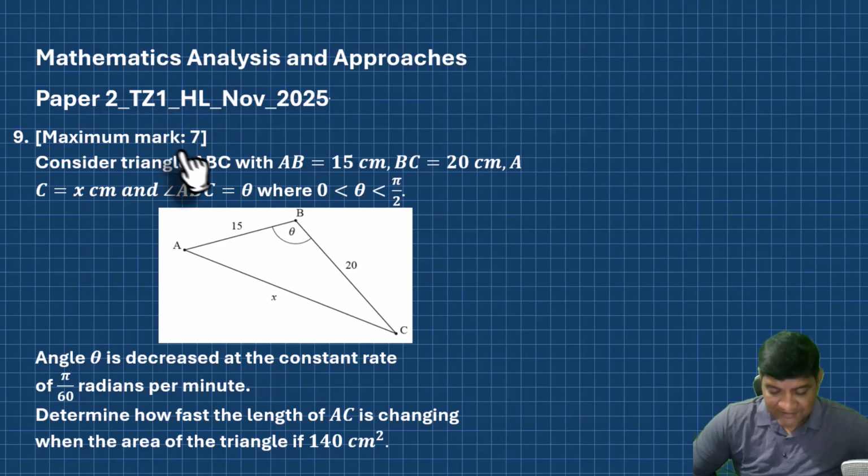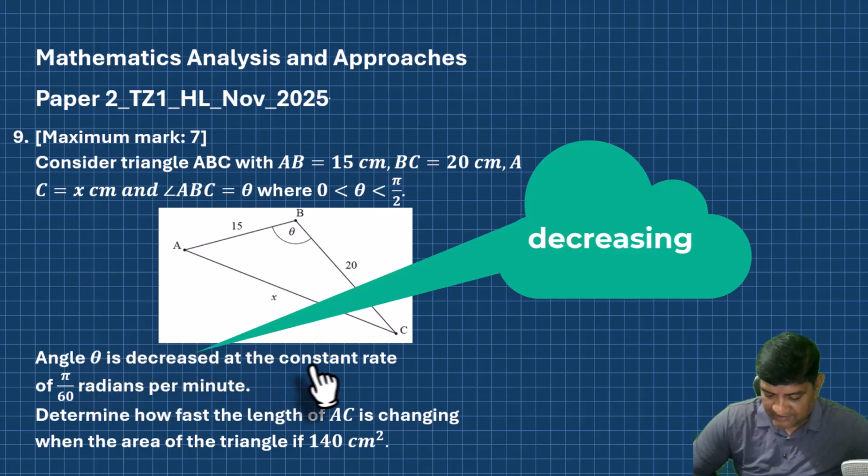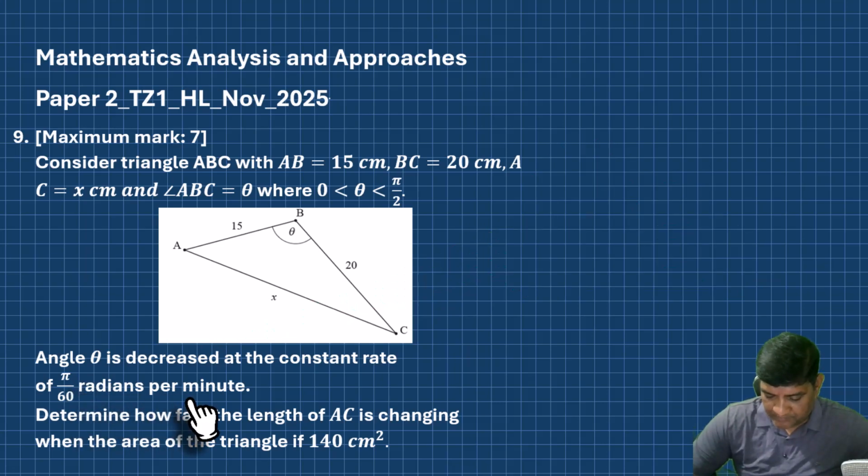You can see that he has given us a triangle and he has given us the side AB and the length of BC, and the angle ABC is theta and the opposite side is x. And with that, he is also saying that theta is decreasing at a constant rate of pi by 60 radians per minute. With that information, I'm supposed to find out how is AC changing when the area of the triangle is 140 centimeters square.